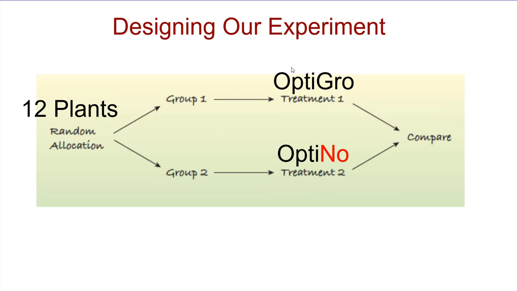One of them was given OptiGrow, which was what we were testing, and then the other group was given OptiKnow, which is our control group. And then we compared our control group to our treatment group for the OptiGrow fertilizer to see if the increase, hopefully it would be an increase, was statistically significant.